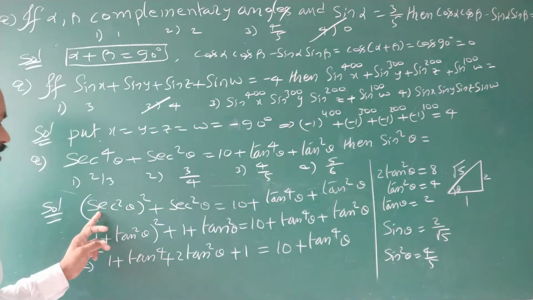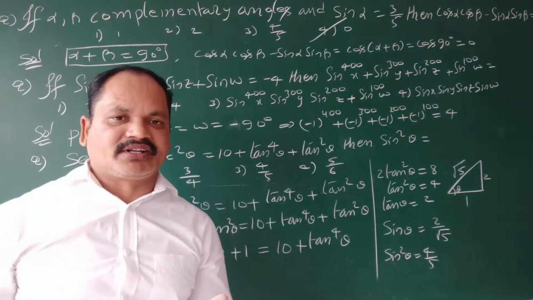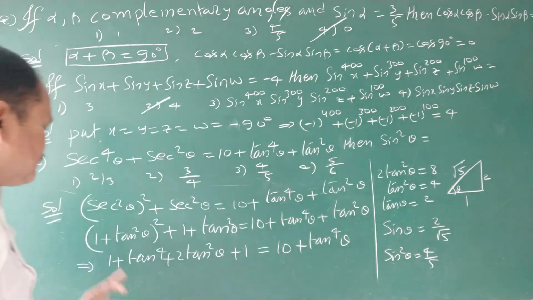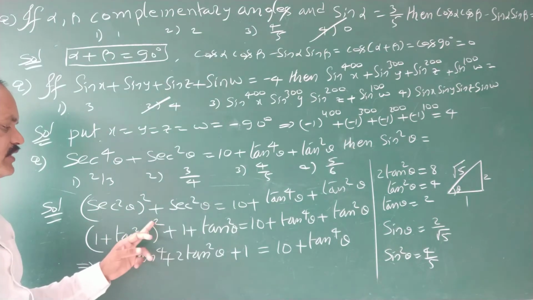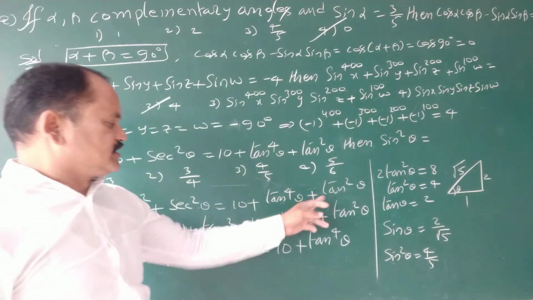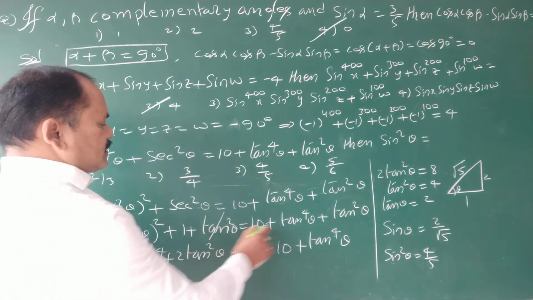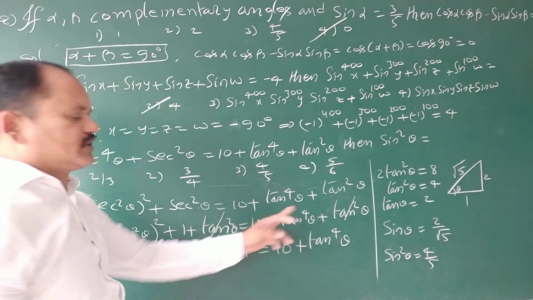Now secant square theta is nothing but 1 plus tan square theta from the identity. We know that secant square theta minus tan square theta is 1. From that, 1 plus tan square theta whole square here. Here secant square theta is 1 plus tan square theta. Same RHS, 10 plus tan power 4 theta plus tan square theta. Now these two tan square theta get cancelled. Both sides tan square theta gets cancelled.